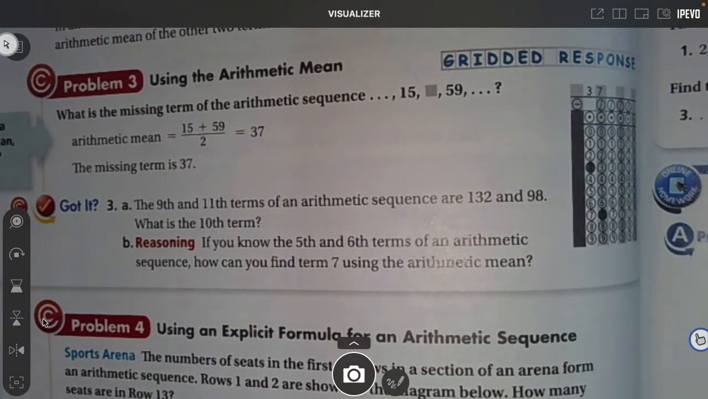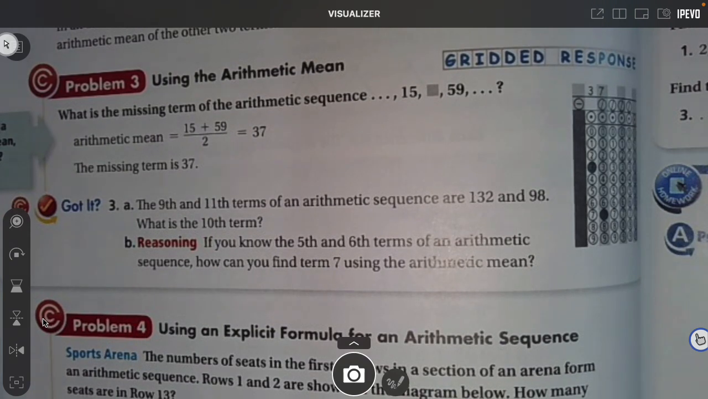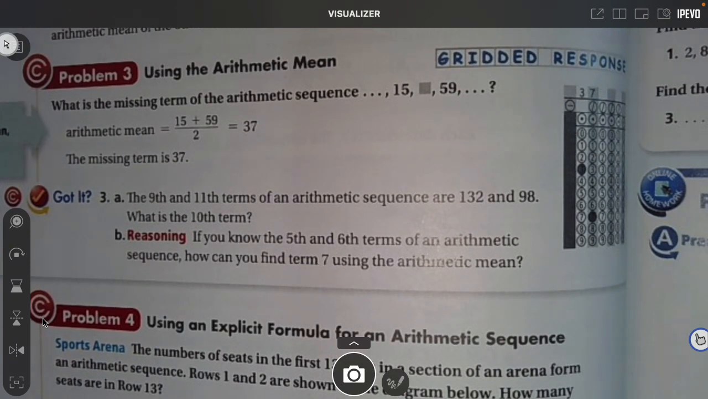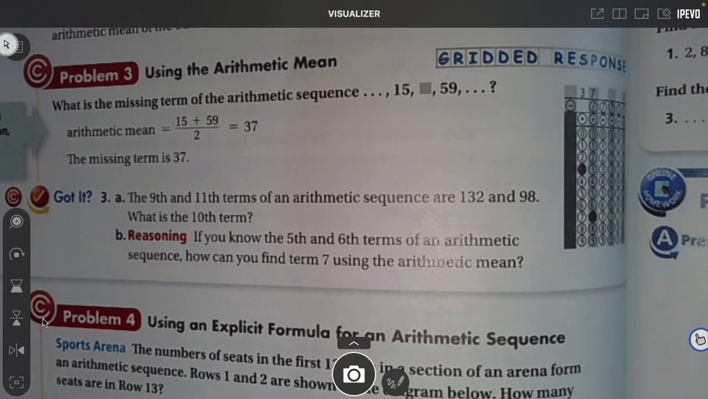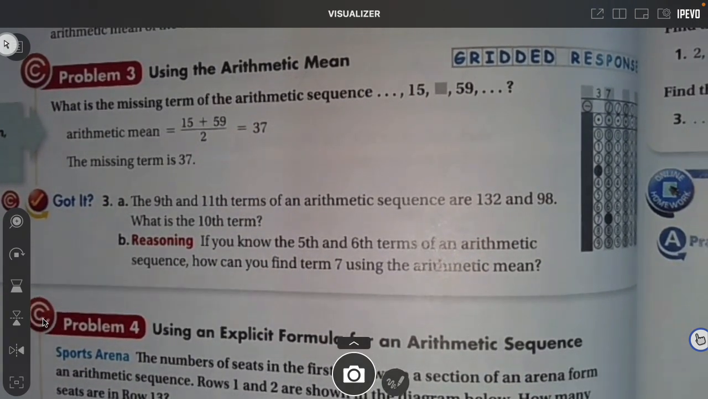Like the one before, we were missing several terms, right? So that's why we had to do it that way. When you're just missing one term in the middle, you can just add and divide by 2. They call it an arithmetic mean. An average. Mean, M-E-A-N. Not a meme. So an arithmetic mean is basically an average. It's just found in the middle.